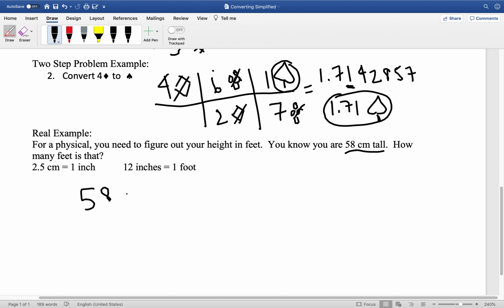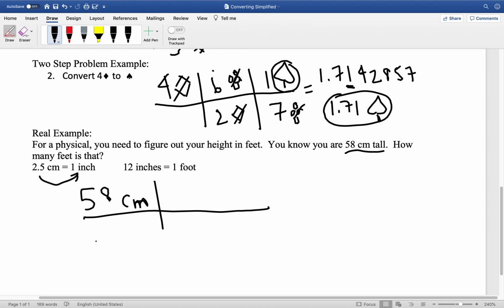Okay, so we're going to go 58 centimeters, and I need to convert that to feet. I give you two equalities right here. I say 2.5 centimeters is 1 inch, and 12 inches is 1 foot. There's not an equality here that goes directly from centimeters to feet. So therefore, this is going to be a multiple step problem. So I need to use this first, go centimeters to inches first, and then I'm going to go inches to feet. So I'm going to use this equality.